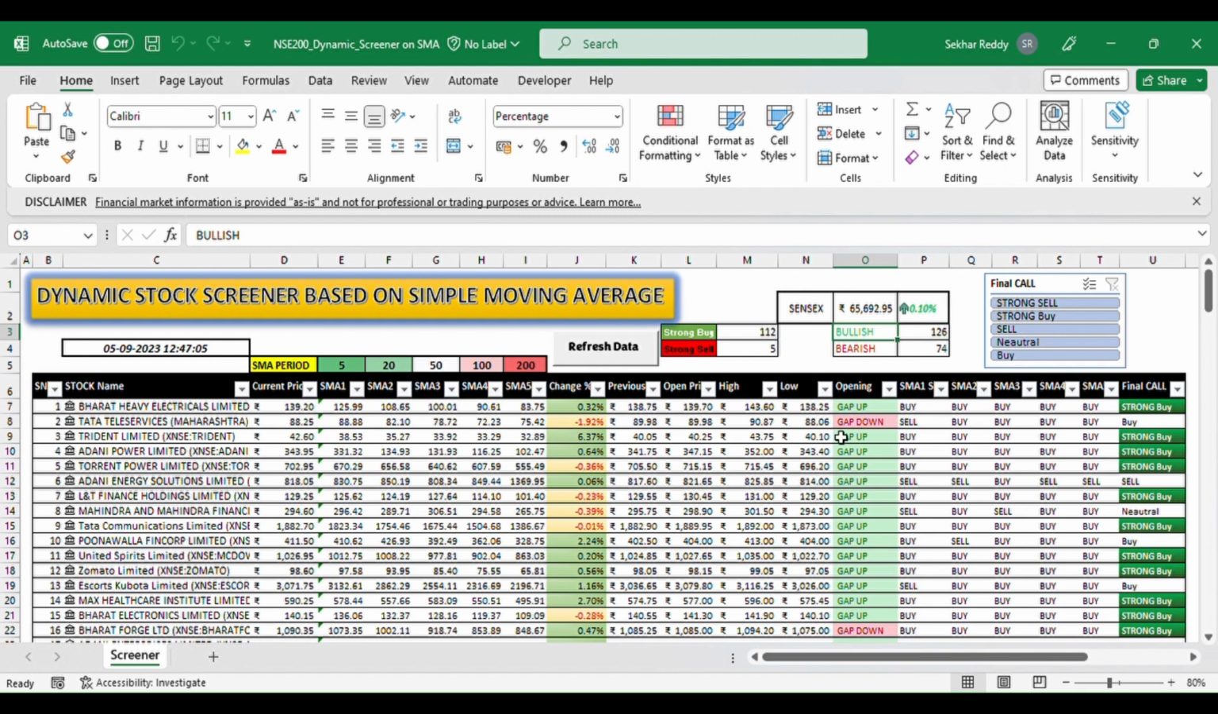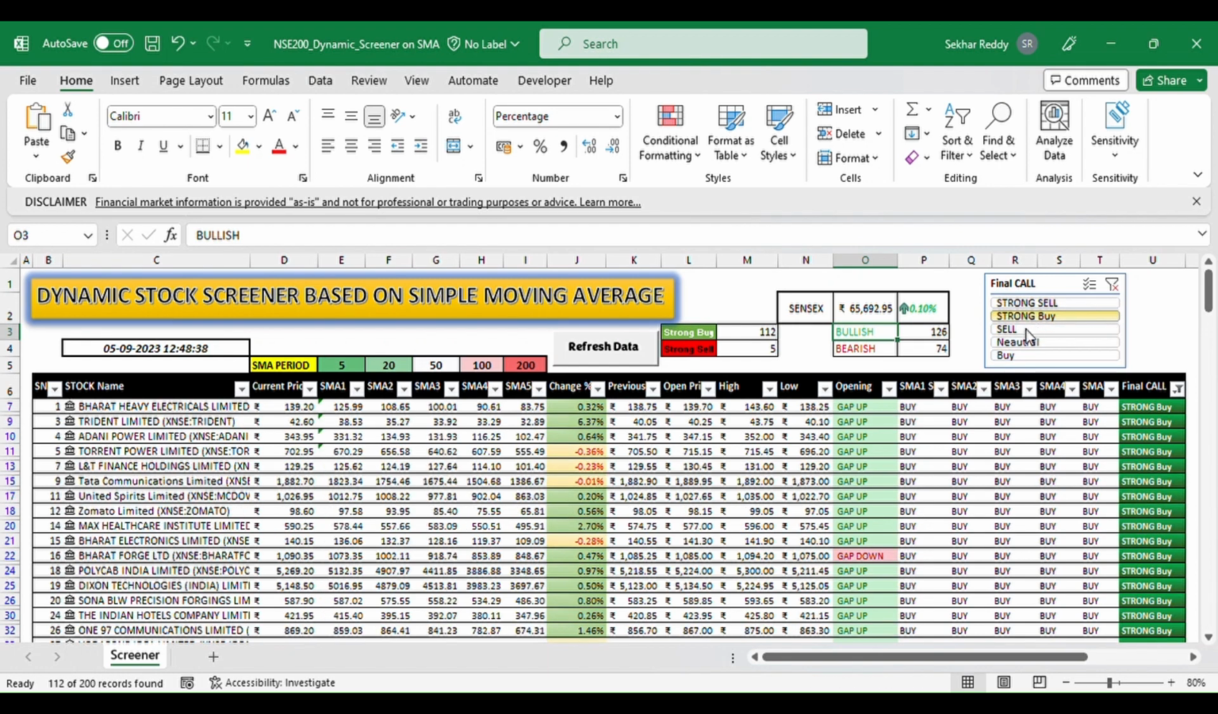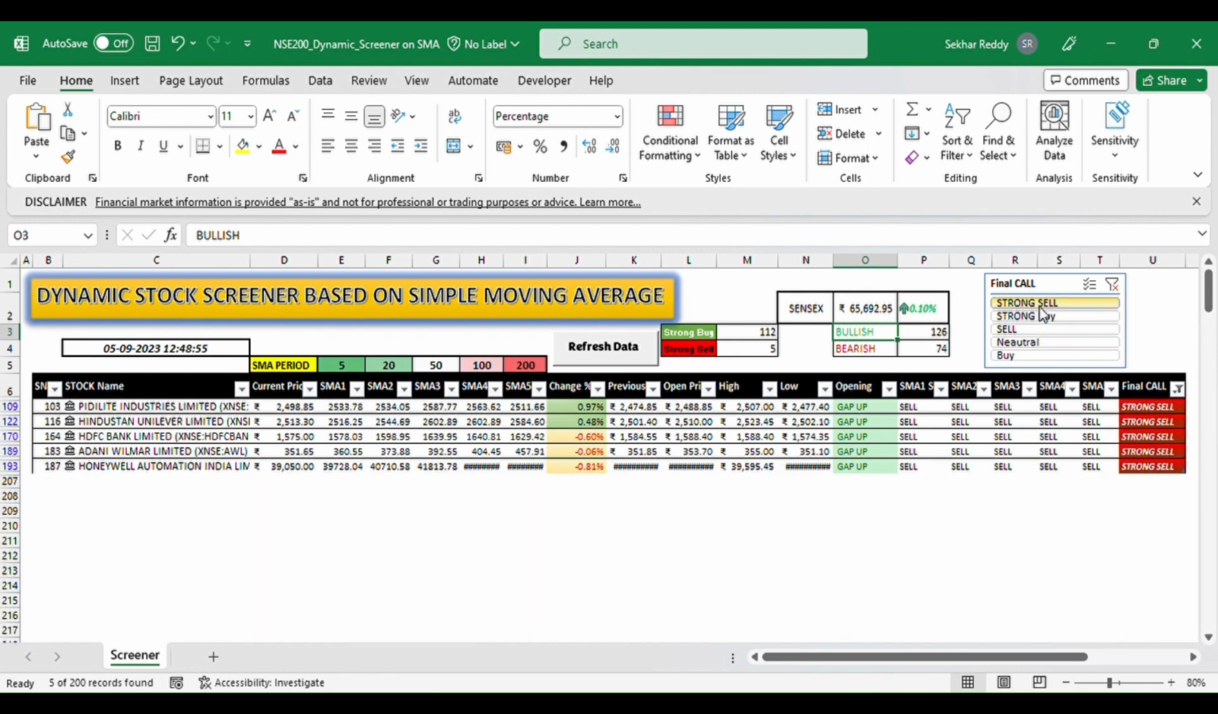Here we can sort the data based on our final call. Let's say I want to pick only strong buy calls. Here we can see the stocks which have a strong buy signal, around 112 stocks out of 200. If I want to see strong sell, then it would be around five stocks which have a strong sell signal. Accordingly we can see the data for different stocks.